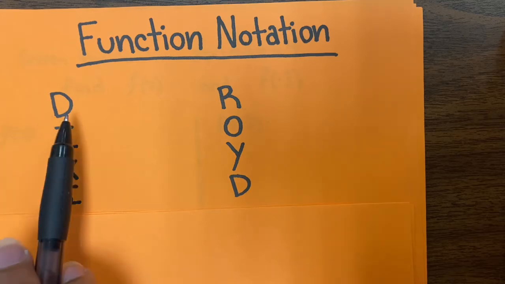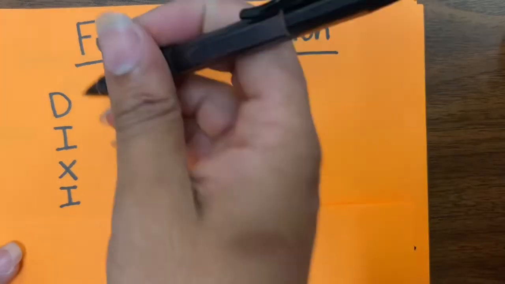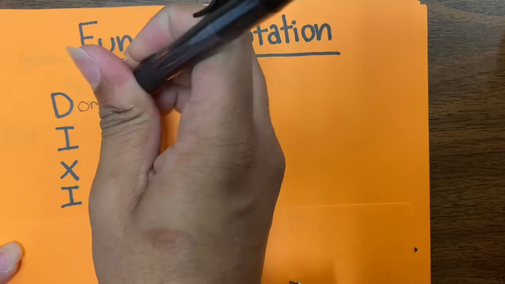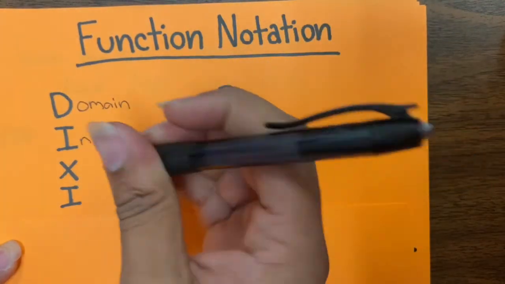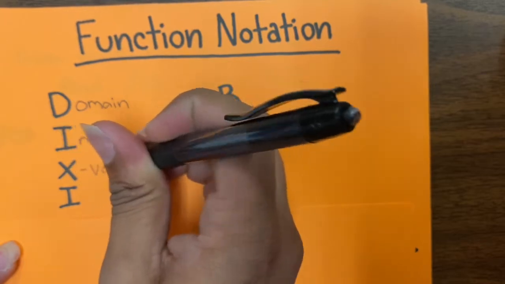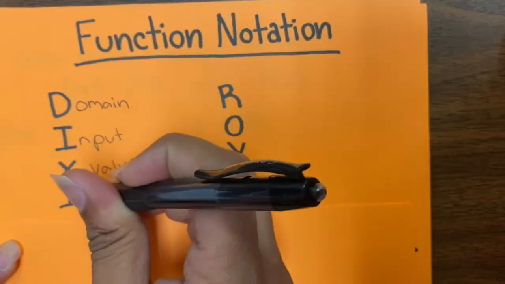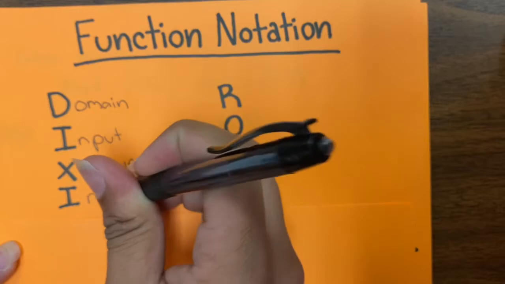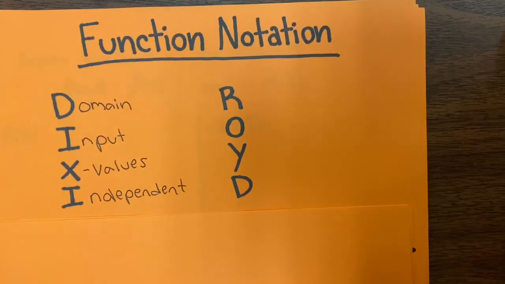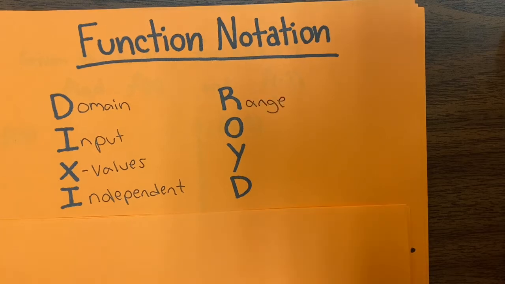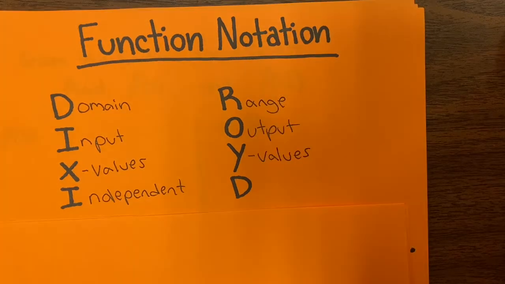D is going to stand for domain, input, x values, and independent. R is going to stand for the opposite of that. Range, output, y values, and dependent.